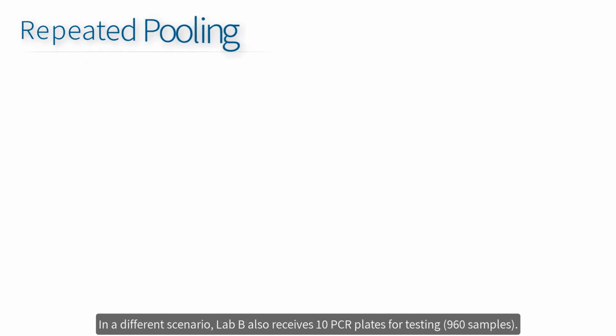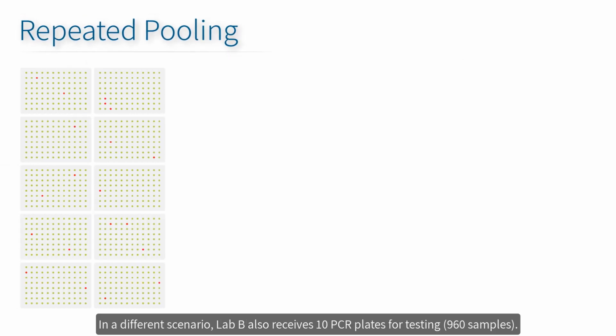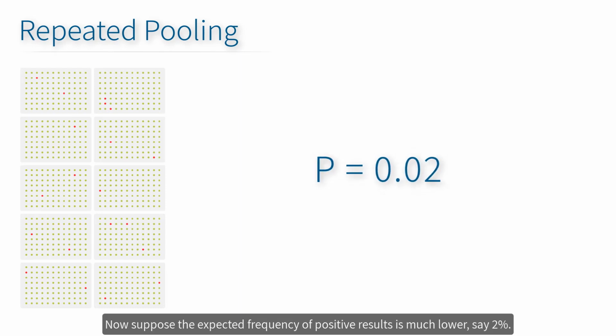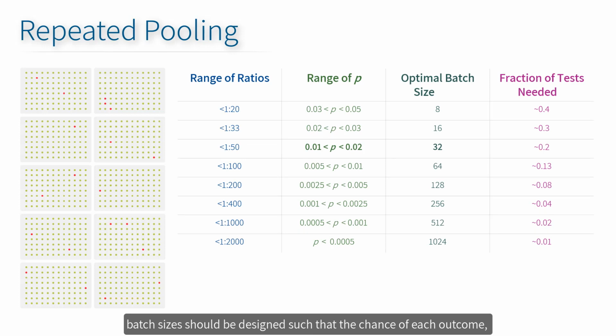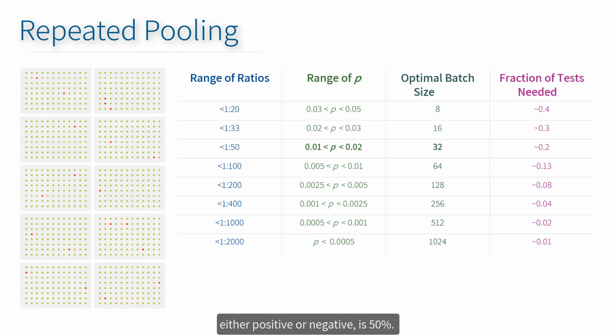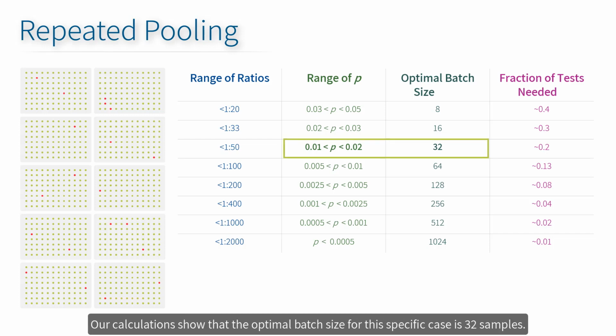In a different scenario, Lab B also receives 10 PCR plates for testing. Now suppose the expected frequency of positive results is much lower, say 2%. To achieve the most informative test, batch sizes should be designed such that the chance of each outcome, either positive or negative, is 50%. Our calculations show that the optimal batch size for this specific case is 32 samples.